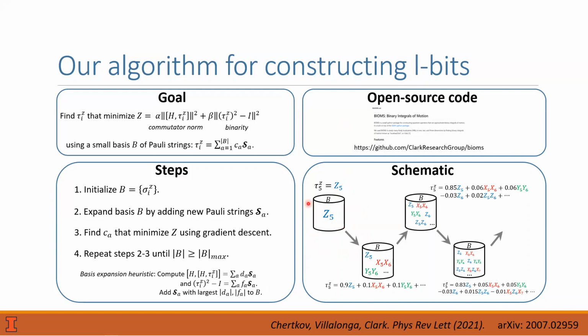Then we use our smart basis expansion procedure to add Pauli strings to our bucket, and then we re-optimize our L-bit. So now instead of just being sigma z, it's some optimized L-bit, 0.9 sigma z plus corrections. Now using this optimized L-bit, we again add new Pauli strings to our bucket. And now with a bigger bucket, we can re-optimize the L-bit over and over again. So this is the procedure. And at every single step, the L-bit should become more and more accurate. The commutator norm and binarity should both go down.